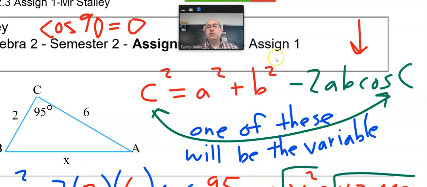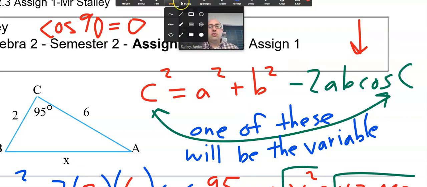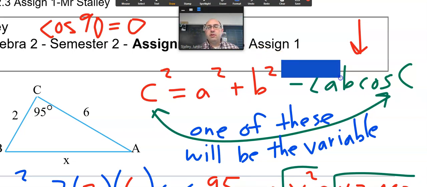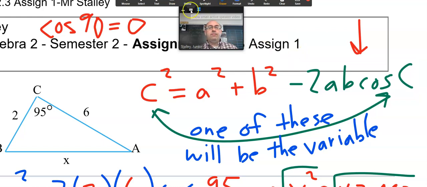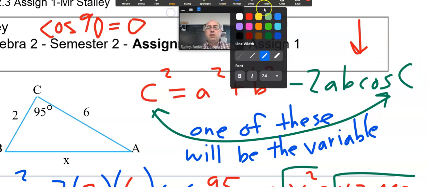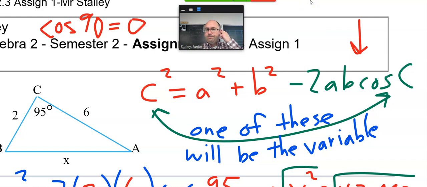I don't know if I can use any of my annotate writing tools to get all cool here, but yeah. Okay, so if you had a right triangle, that part disappears. Gone. Not there. Now, suppose we're in a non-right triangle. I should probably erase that box now. There we go. In a non-right triangle.